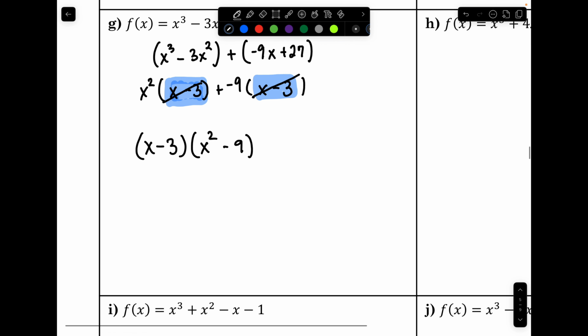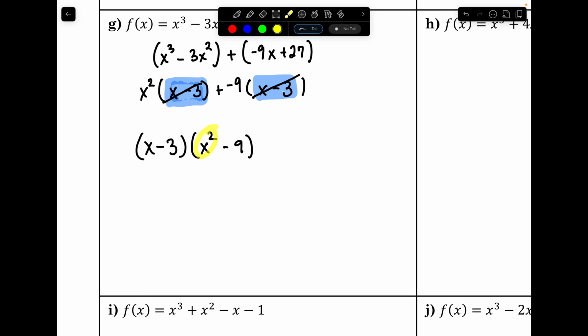Now we have to do one more factoring. Because x squared minus 9 is a difference of squares, we can factor it using our difference of squares technique. Recall that if we have a value to the second power and we're subtracting some other value to the second power, then we can break this up into a plus b and a minus b. I take the square root of each value, which gives me a and b, and my factors add those two terms and subtract those two terms.